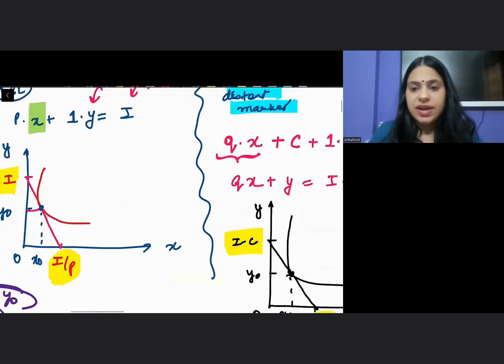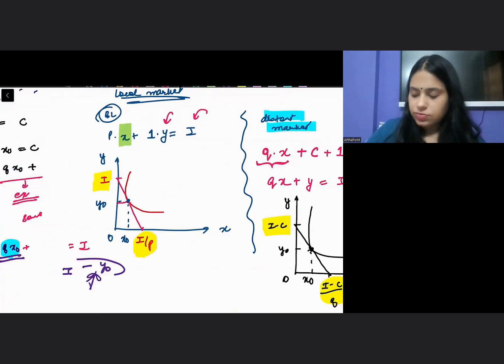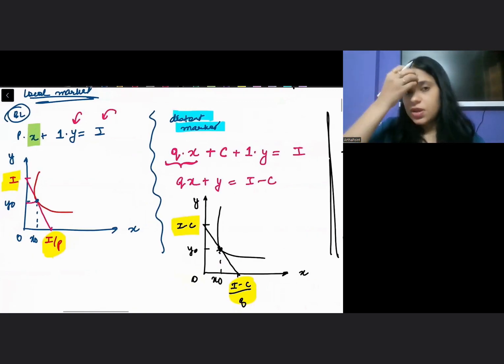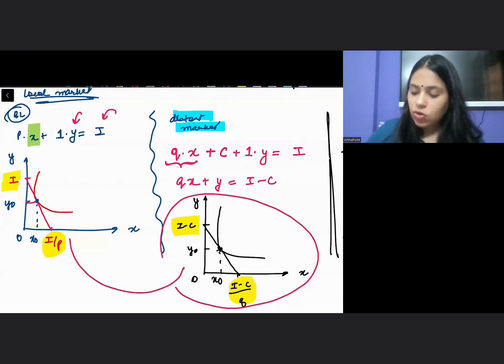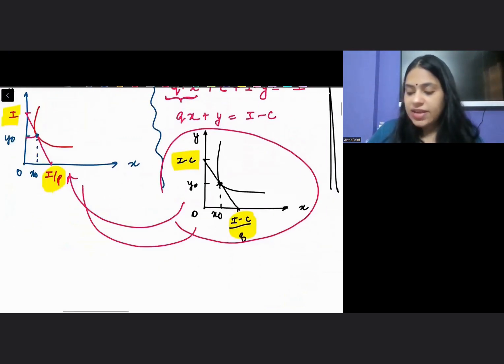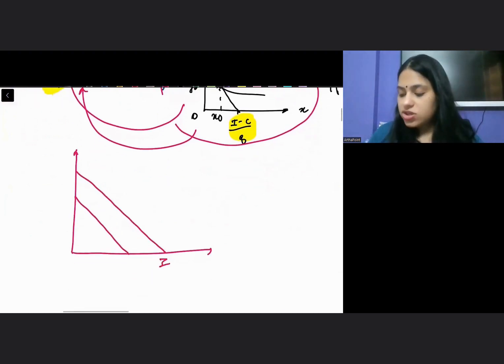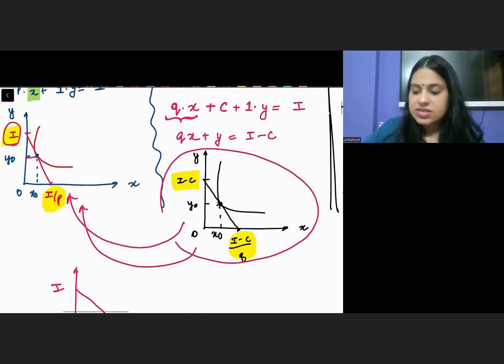Now just see here. I hope this is not too messy for you. Let me just remove this part. I have got these two budget lines with me. Now I can have different cases here. The first case I am taking is that if I superimpose one budget line on the other, this budget line lies exactly below the other. So this is my distant market budget line. This is my local market budget line, and the local market budget line is at I by P and I. Of course, I can see that this is I and this is I minus C.